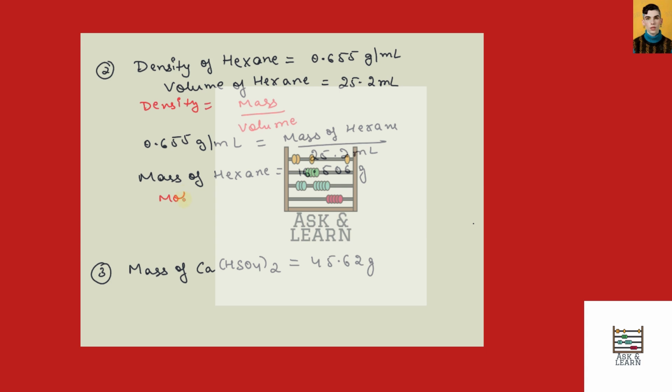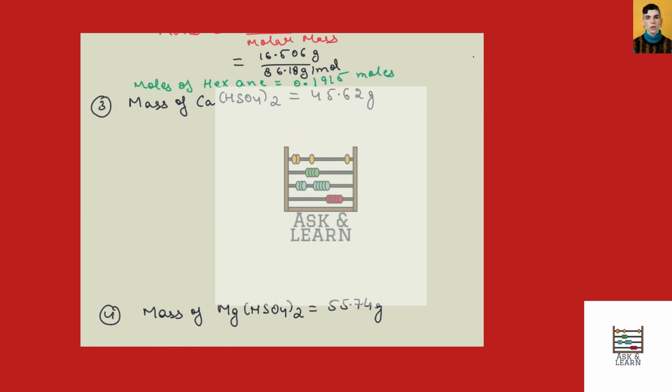Now we have the mass. From the mass we can find the moles. So moles of hexane is equal to its mass upon the molar mass. Substituting the values, its mass is 16.506 gram and its molar mass is 86.18 gram per mole. When we solve this, the moles of hexane comes to be 0.1915 moles.